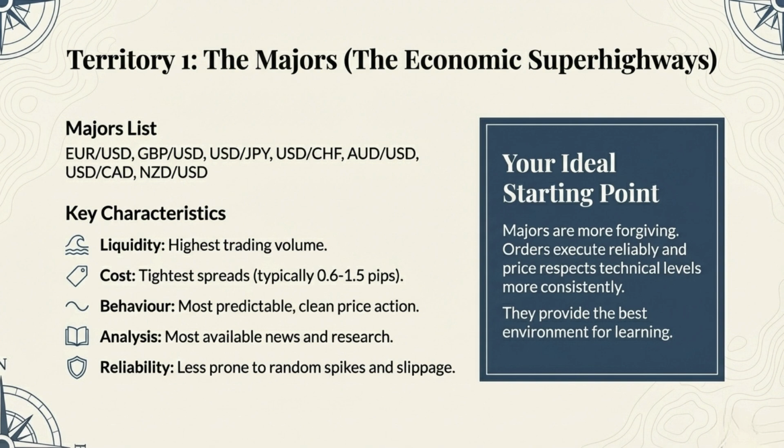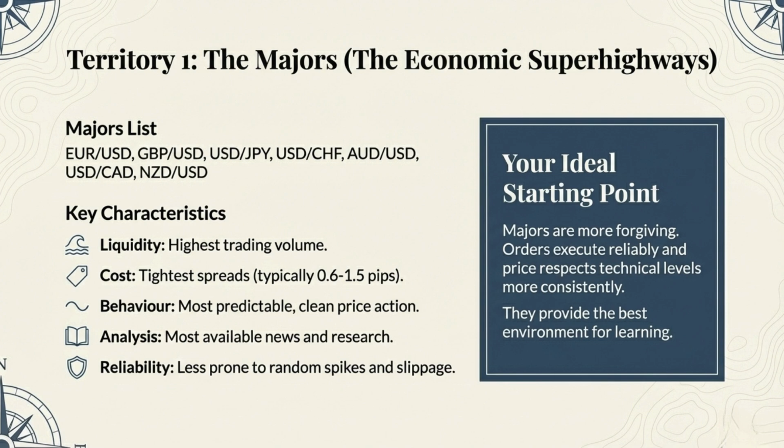And their defining characteristic is sheer scale, which we measure as liquidity. Liquidity just means the depth of the market, right? How many buyers and sellers are active at any given price? Exactly. And the major pairs trade in the trillions of dollars every single day. This massive depth means two critical things for you: tight costs and clean execution.